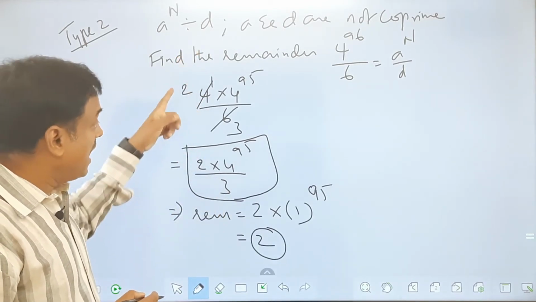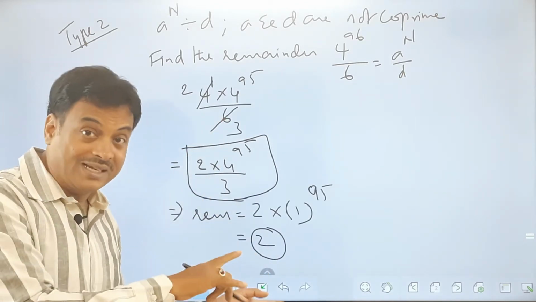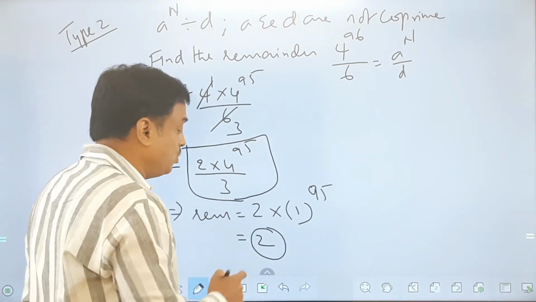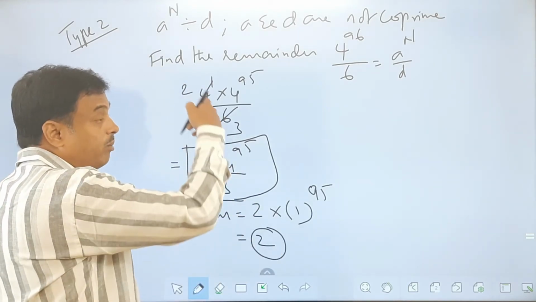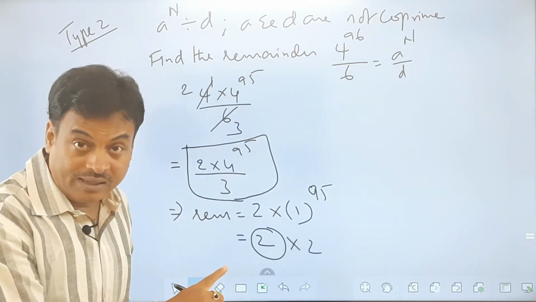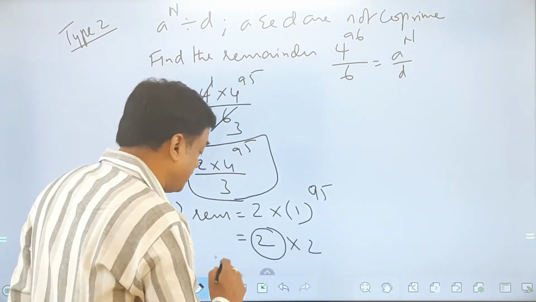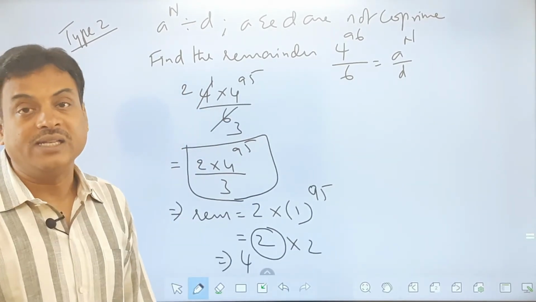The actual question is, after you cancel by 2, you got this as a remainder. If 2 is not cancelled, then what? For this one I got a remainder 2. After you eliminate the common value of 2, I should multiply by that common value which was eliminated earlier. So now the final answer for this question will be 2 into 2, how much? 4. So 4 is my final answer in this case.